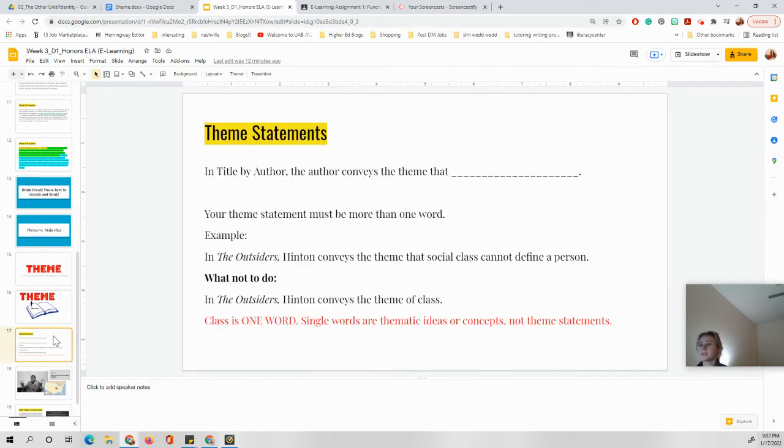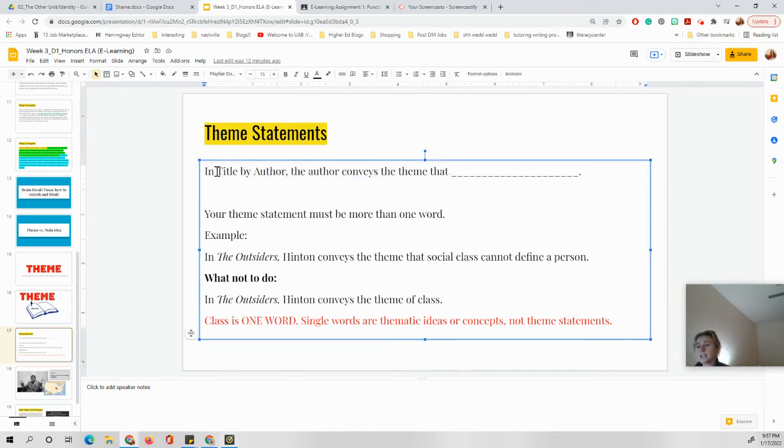So let's talk about theme statements. When we are writing about themes, this could be a claim of a CDW paragraph. So if we're writing a topic sentence, we need to have our tag, our title and author, genre if you want to be extra, but we need our TA. In title by author, the author conveys the theme that blank. What's your theme statement that's more than one word? Your theme statement must be more than one word.